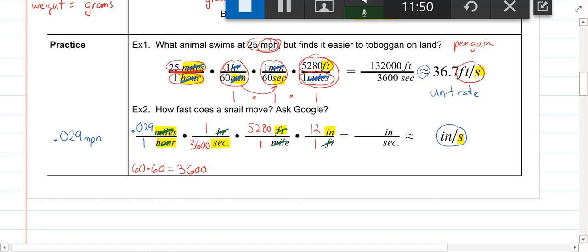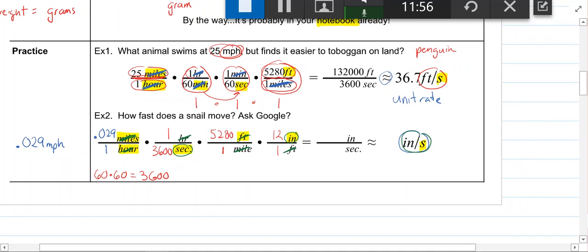Well, what do I have left over? I have inches on top, seconds on the bottom. Exactly what I'm looking for. So at this point, it becomes very simple. You take your calculator and you multiply all of these together, and you're going to get 1,837.44. And on the bottom, you're going to multiply all these together, and you're going to get 3,600.